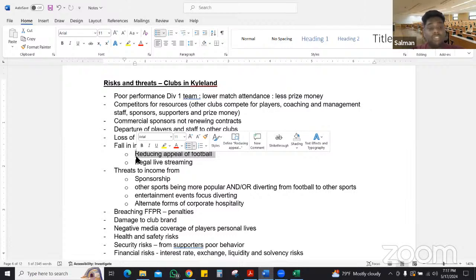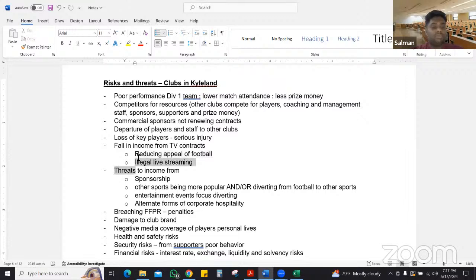So once appeal is reduced, TVs might not be willing to pay high money, and they might even switch to other sports. And there is the presence of illegal live streaming. So this is a common threat.